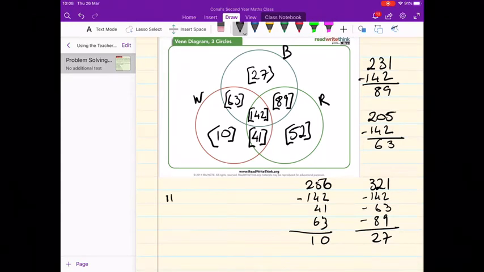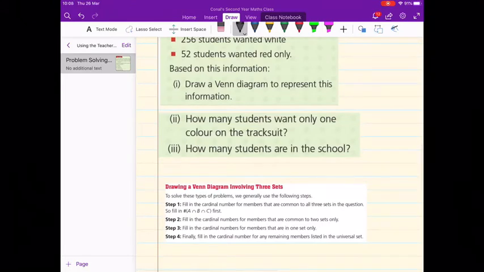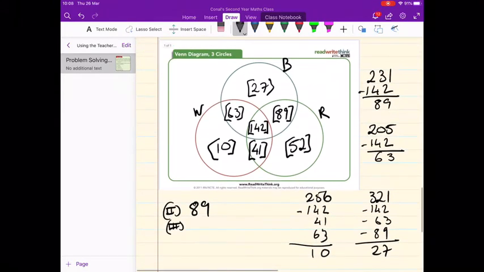How many students wanted only one colour in their tracksuit? This is part 2. So the students who only wanted one colour: the 10 that only wanted white, 27 that only wanted blue, and the 52 that only wanted red. So that brings us to 62, 89 students who only wanted one colour.